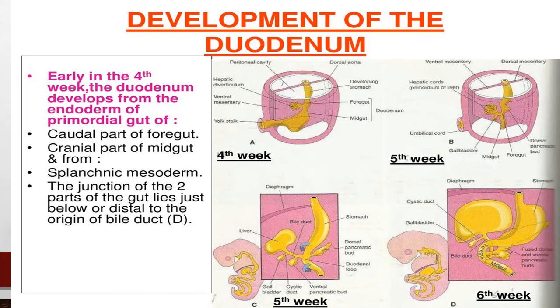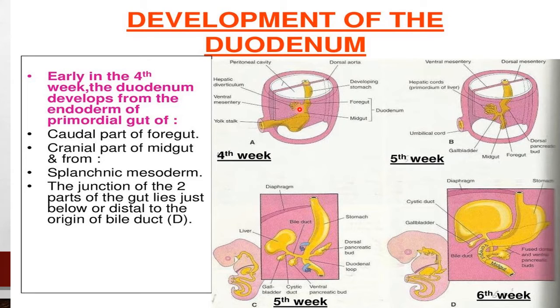So in the previous lecture we have done with the development of the stomach, and now moving forward, now is the development of the small intestine, including the duodenum as well as the midgut structures. So the duodenum is the portion which is derived from the foregut as well as midgut. Its development starts in the 4th week. Then this is definitely from the endodermal structure of the primordial gut tube.